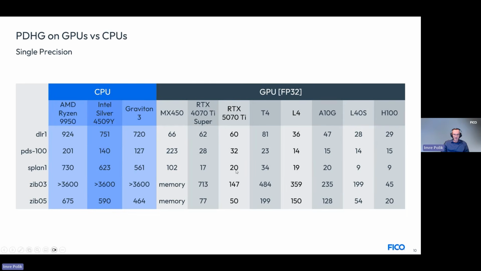On the GPU side, one thing that we can see is that the MX450, which has only 2 gigabytes of RAM, struggled with the 2 largest instances. They simply didn't fit in its 2 gigs of memory, and it would have been able to solve with enough CPU memory, but the time is way more than an hour.